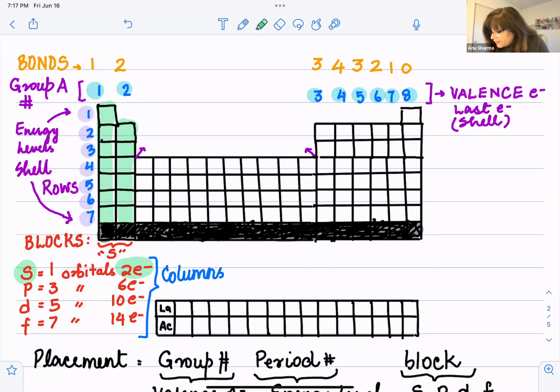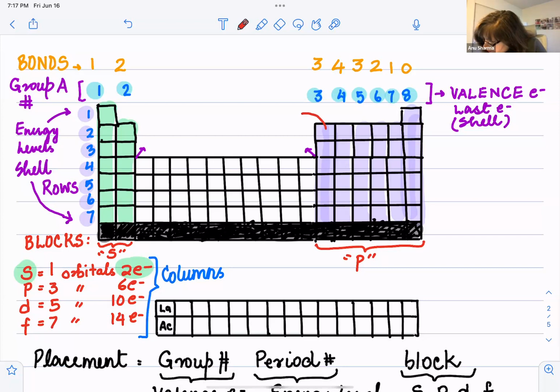But now think about it. P can hold a maximum of how many electrons? 6. So how many columns do we see on this side? These are all P blocks: 1, 2, 3, 4, 5, and 6. Okay, 6. And here we have the P block. So 6 electrons. If the last electron ends in P1, it is in the first column of the P block.